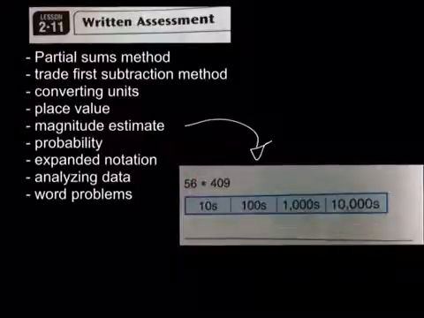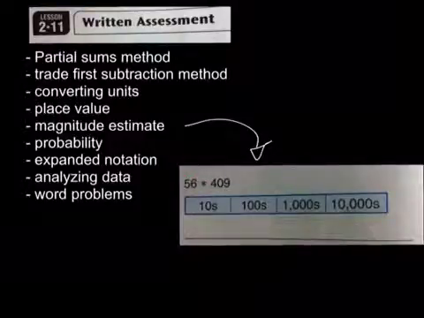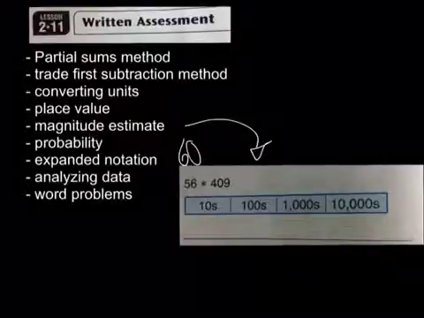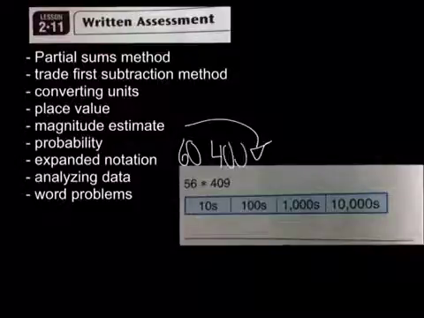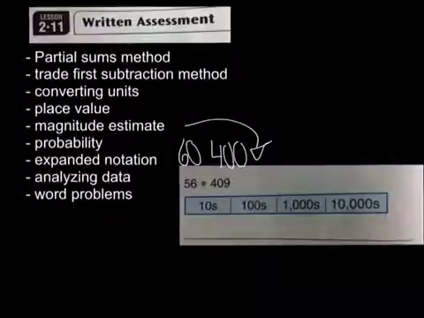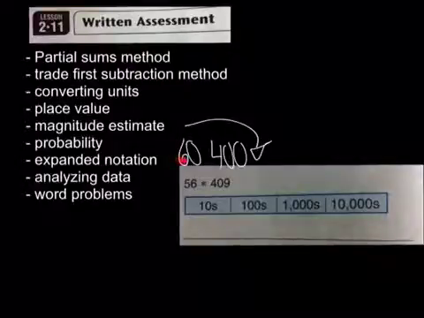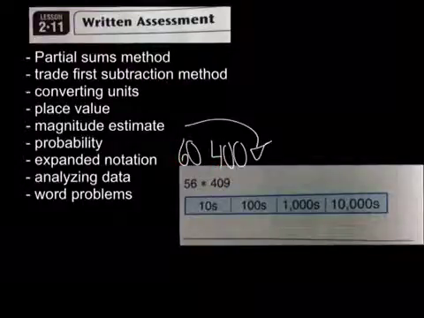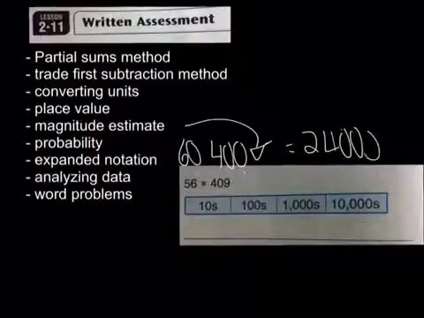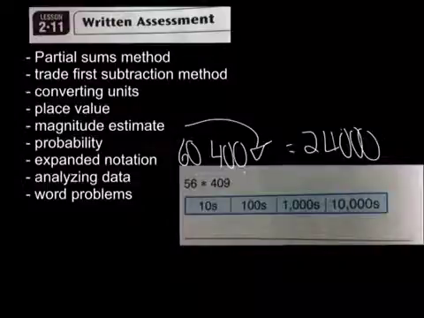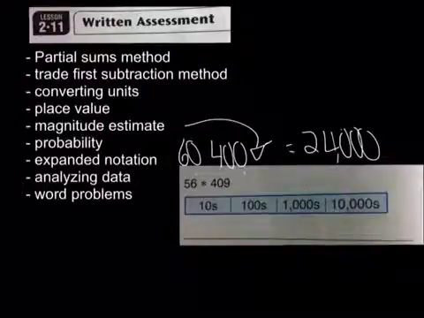56 could probably be rounded to the nearest 10, which would be 60. And 409, I could round to 410 or to the nearest 100, which would be 400. Okay, so now I have 60 times 400, or we could just simply say 6 times 4. 6 times 4 is 24. And then you add the zeros in. 1, 2, 3. 1, 2, 3. So 60 times 400 is 24,000.